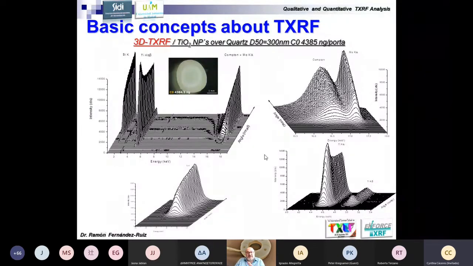That is the combination of the usual spectra, intensity with energy, for different incident angles. In particular, for this sample, which is a distribution of titanium oxide nanoparticles, we can see these mountains. Now we do not have lines, we have a mountain surface. It is associated to the titanium K-alpha, and this to the titanium K-beta.